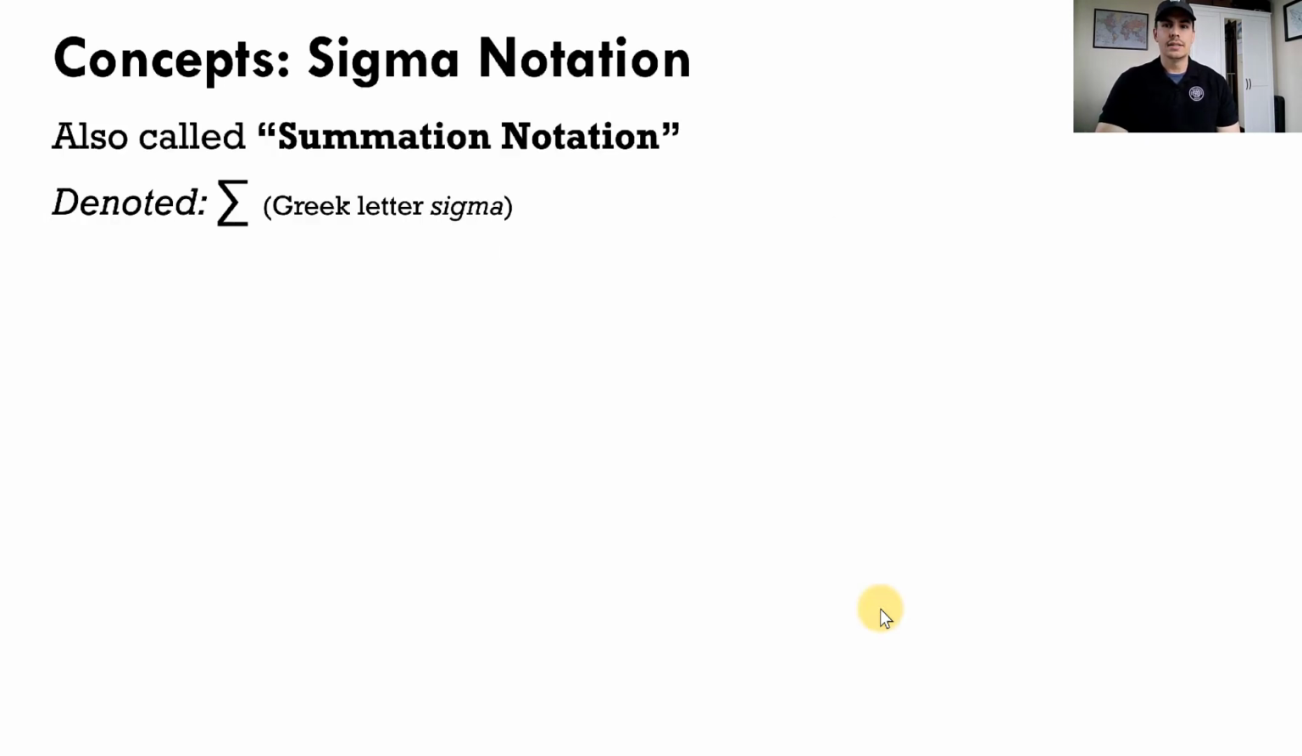Now our sigma notation is just another way of denoting these summations. It's also called summation notation because it indicates the sum of a bunch of terms. And it's denoted with this Greek letter sigma here. So what you might see is something like this. What you'll see is this on the left-hand side of our equation, and then what this means is what we have on the right-hand side.